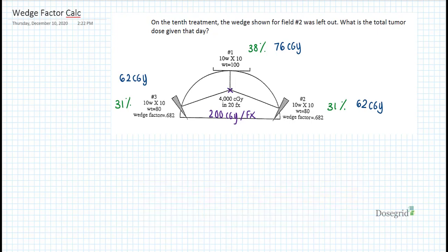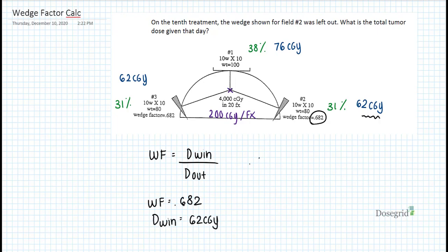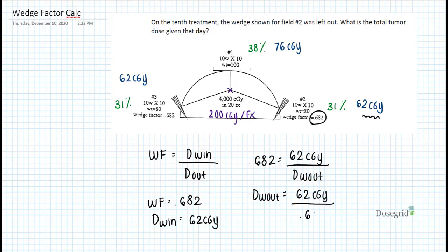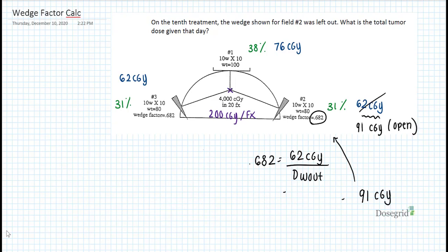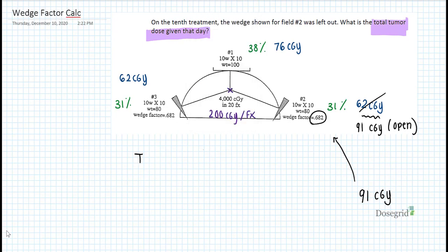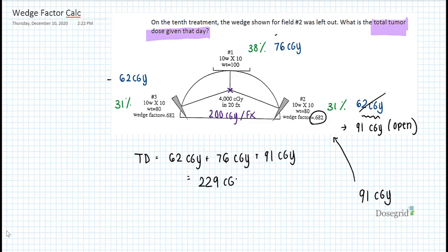In field 2, again, the wedge was left out. The wedge factor is the dose with the wedge in over the dose with the wedge out. So 0.682 equals 62 centigray, as we found earlier, over the dose with the wedge out. Solve for the dose with the wedge out, and you get 91 centigray. Now, the question is asking for total daily dose, so you must add the dose from the other fields, the 62 plus the 76 centigray, to the 91 centigray, and you get 229 centigray total.